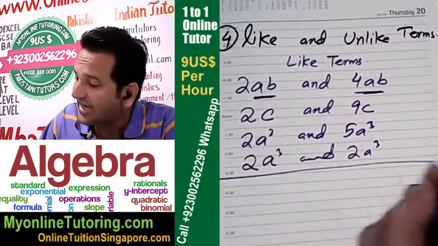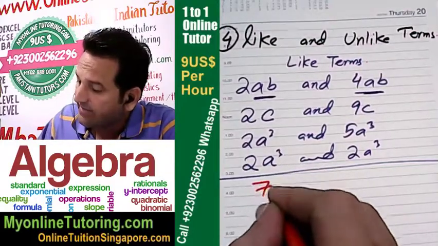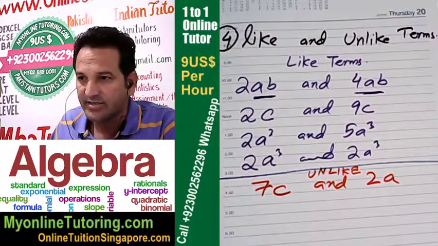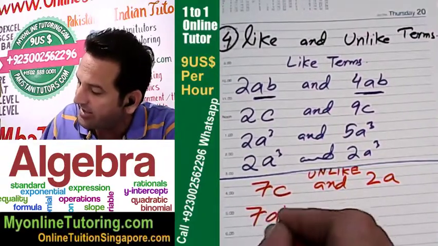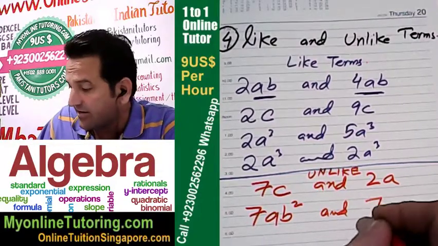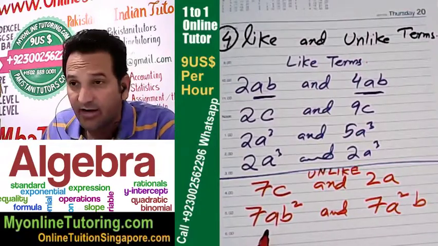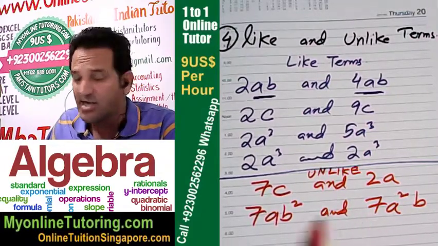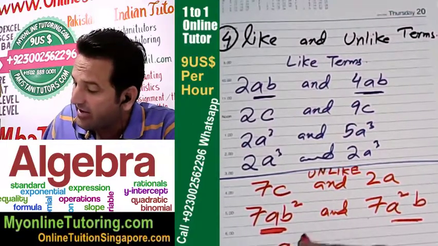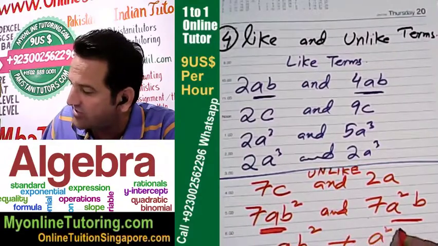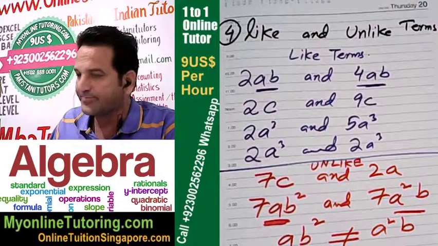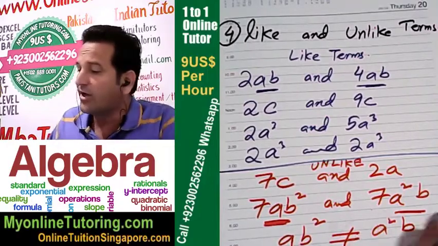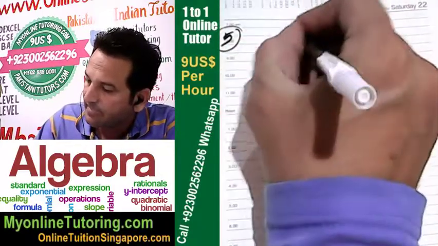Now what are the unlike terms? 7c and 2a are unlike terms. And 7ab square and even if I write 7a square b, look at this. Here the exponent is on b, here the exponent is on a. Although the coefficients are the same, the variable ab square is not equal to a square b. What does it mean? That these are unlike terms. And now we are moving on to the last part, the constant.